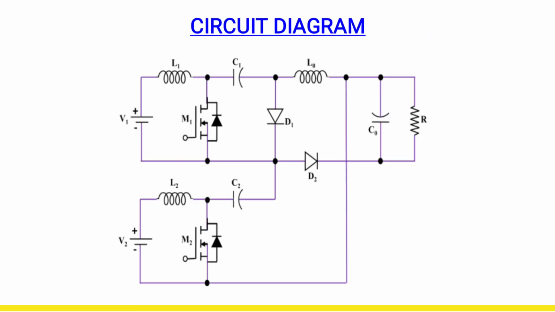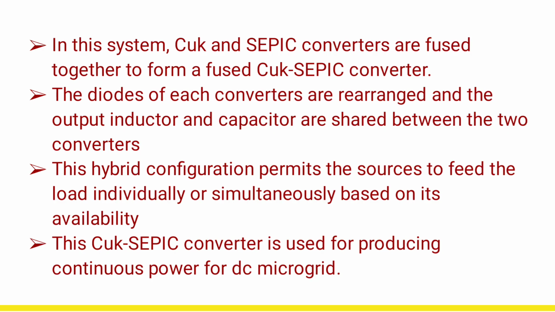This is the circuit diagram of CUK SEPIC hybrid converter. It contains both CUK and SEPIC converters. In this system, CUK and SEPIC converters are fused together to form a fused CUK SEPIC converter. The diodes of each converter are arranged and the output inductor and capacitors are shared between the two converters. This hybrid configuration permits the sources to feed the load individually or simultaneously based on its availability. This CUK SEPIC converter is used for providing continuous power for DC microgrid.